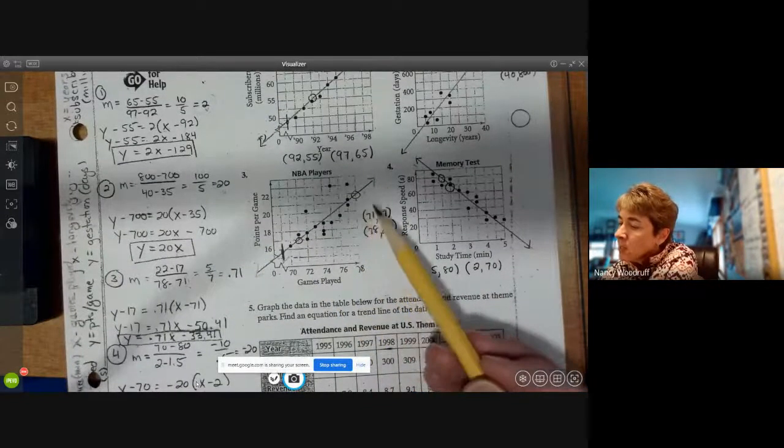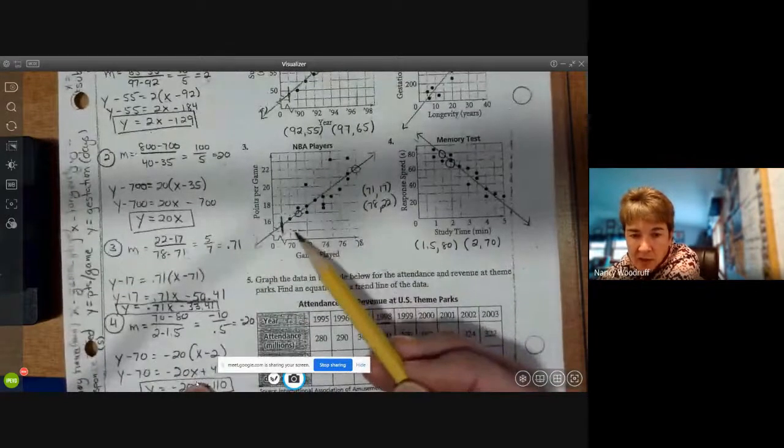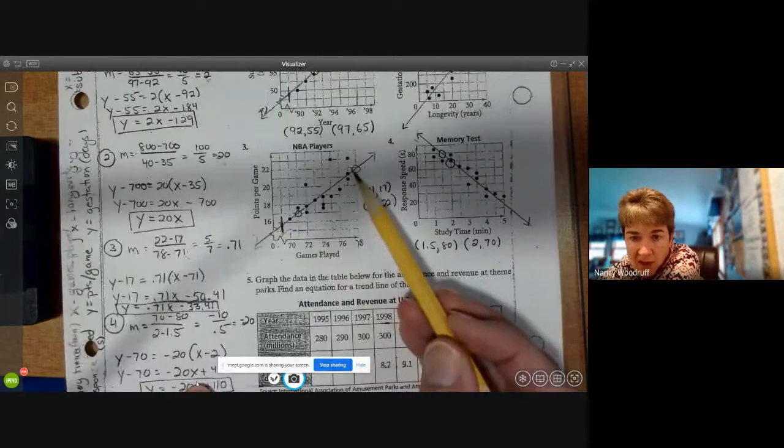Okay. So I am going to draw my line. I picked the points. Let's see, that one's in the crosshairs and that one's in the crosshairs.